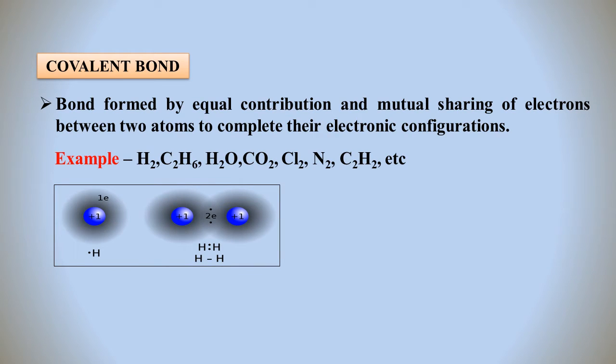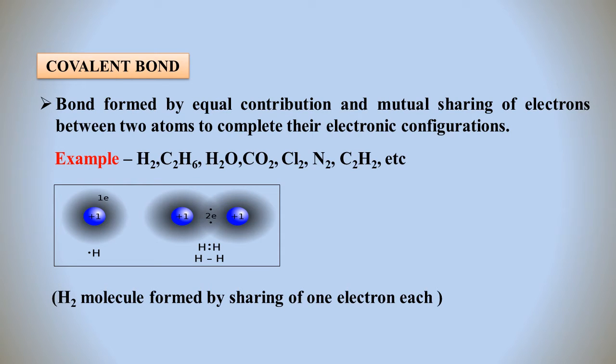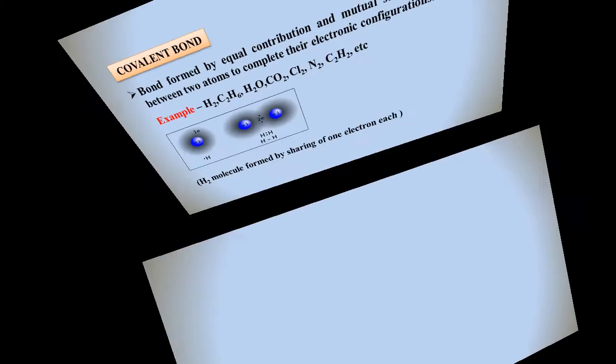When we see the sharing or contribution of each atom in the hydrogen molecule, hydrogen has one electron sharing in the area between the two atoms. So we can write H with two dots, or a straight line between the two hydrogen atoms. This is the formula that we will write in illustrating the covalent bond. It means that we have here a single or uni covalent bond. Here the hydrogen molecule is formed by sharing of one electron each.